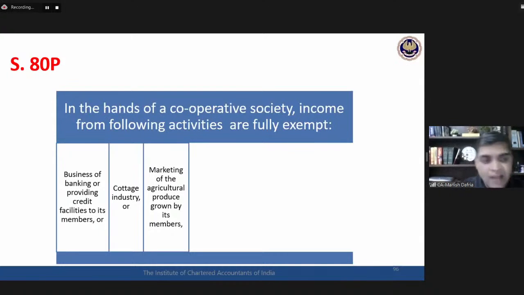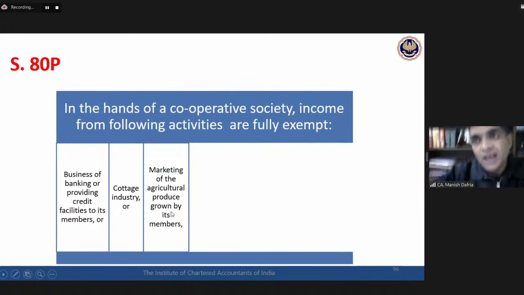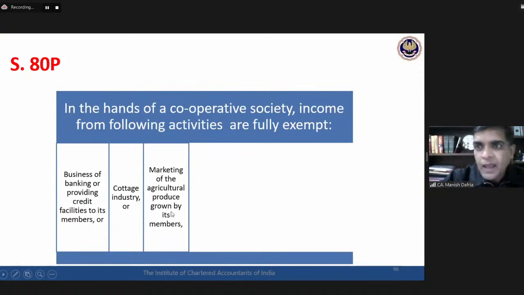Again, how to read it, how to get the crux, what should get my focus. The Institute has created a question specifically on this particular single line. So what exactly is the idea? Marketing of the agricultural produce grown by its members. What exactly is the activity we are talking about? There is a cooperative society, all its members, we can assume they all are farmers, they are growing agricultural produce, and then the cooperative society is marketing this agricultural produce. Whatever profit the cooperative society is earning, that is not taxable.